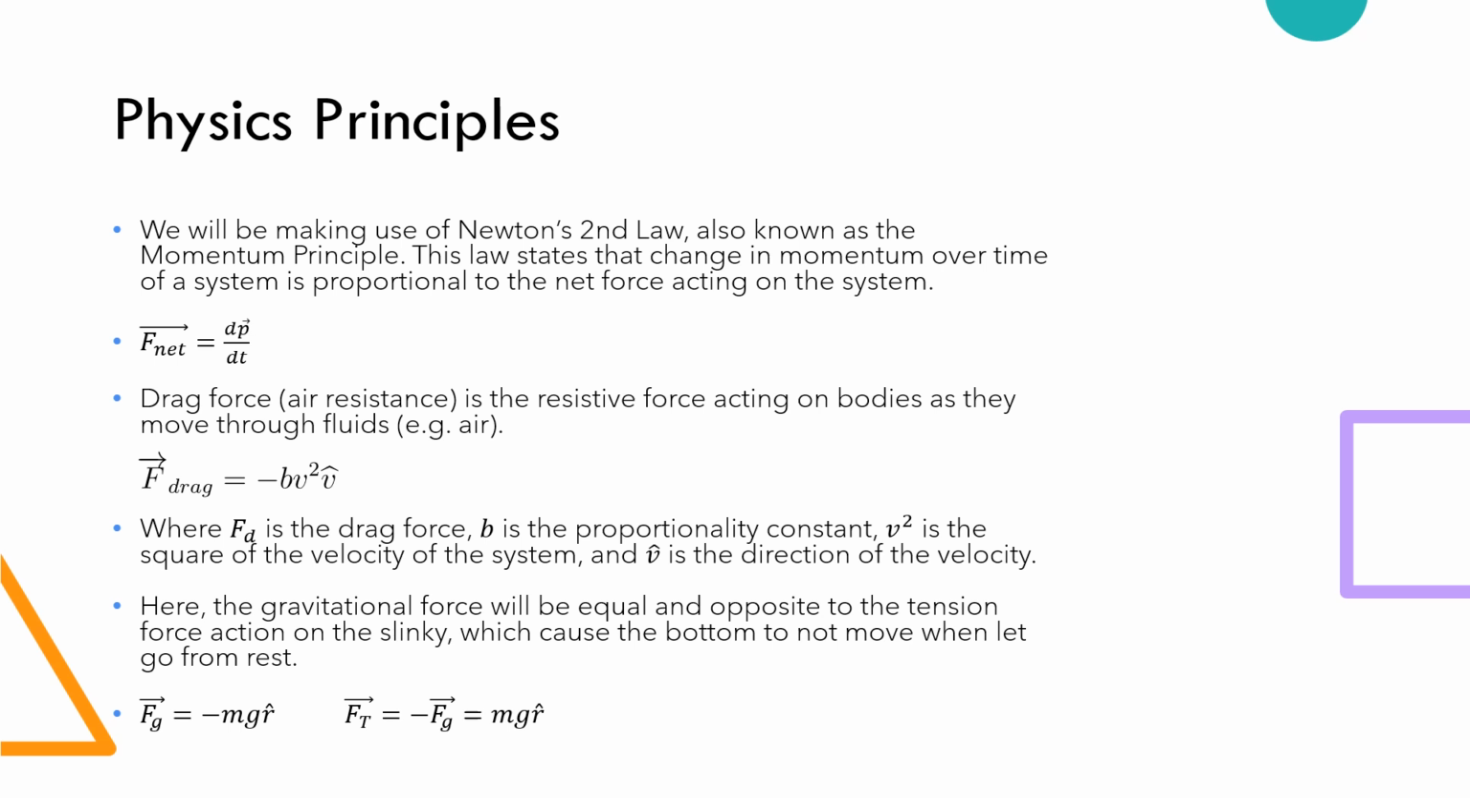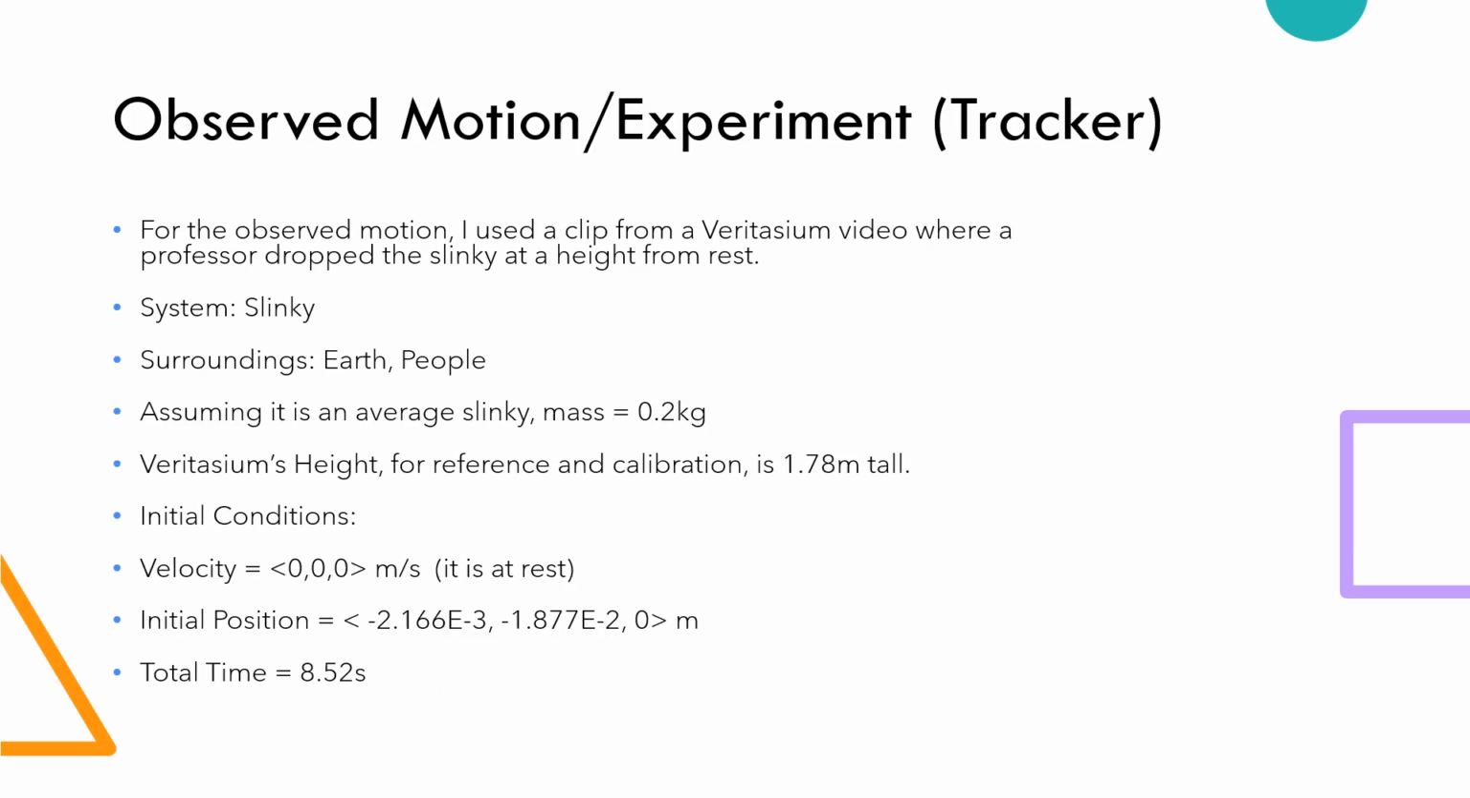Here we'll also be making use of gravitational force. The gravitational force will be equal and opposite to the tension force acting on the slinky, which will cause the bottom to not move when let go from rest. So you can see that Fg is equal to minus mg r hat, and Ft, the tension force acting on the slinky, is equal to minus Fg, which is equal to mg r hat.